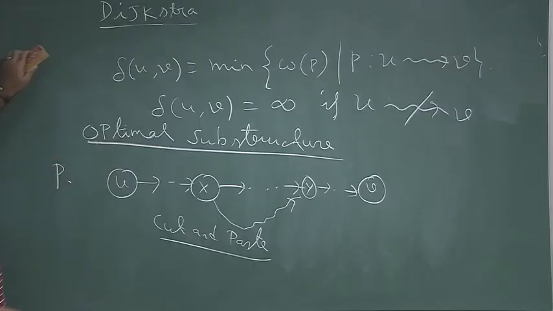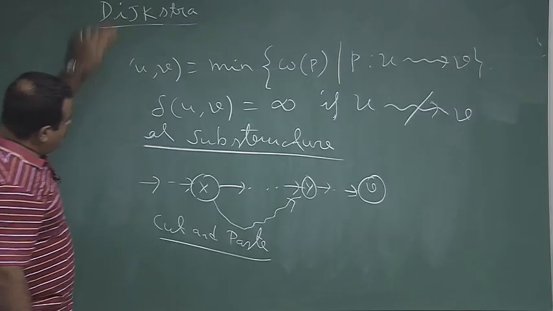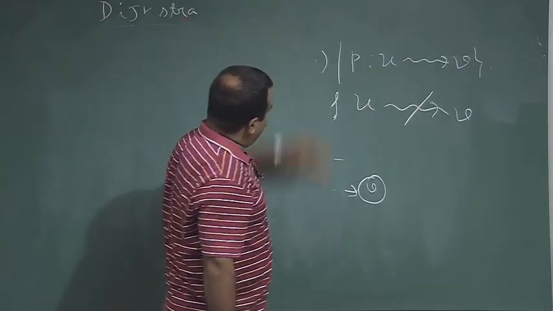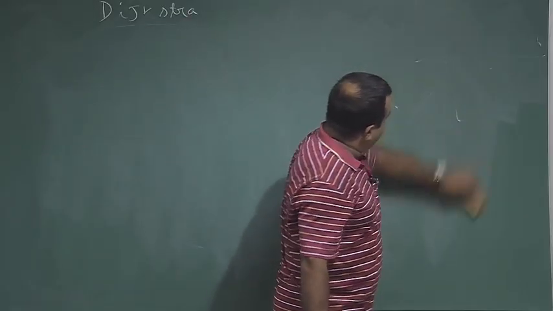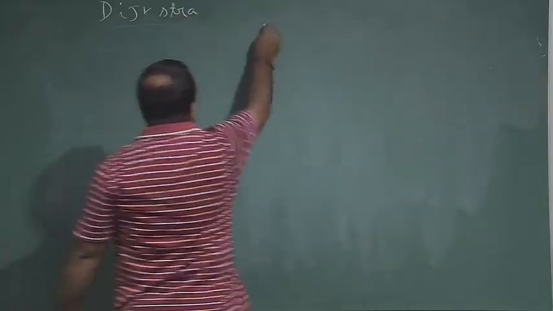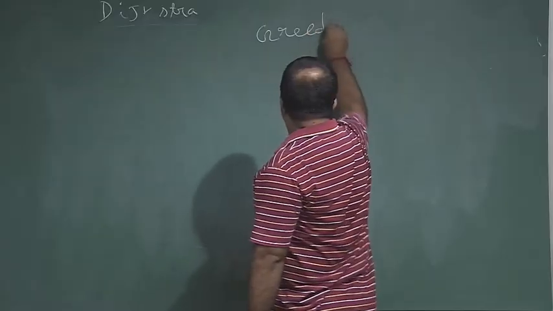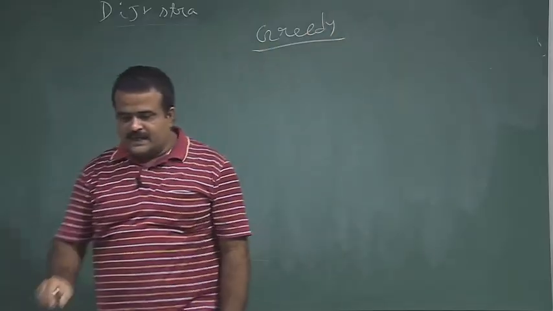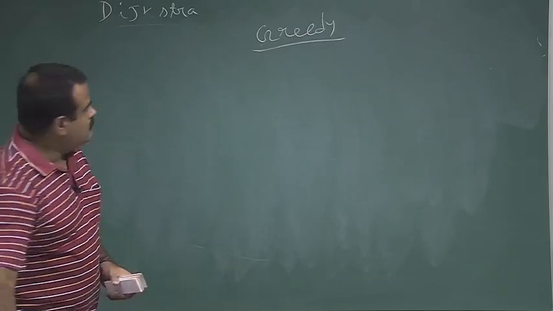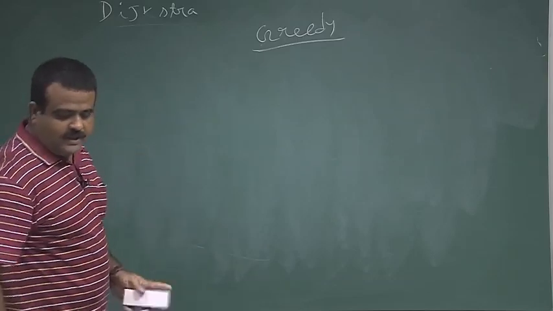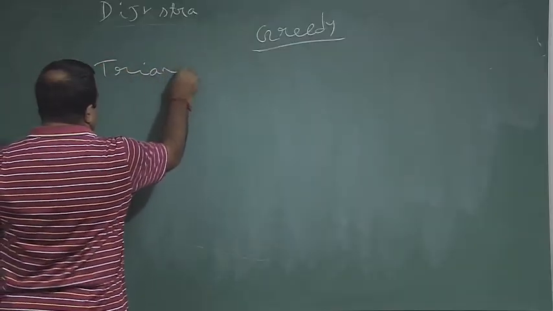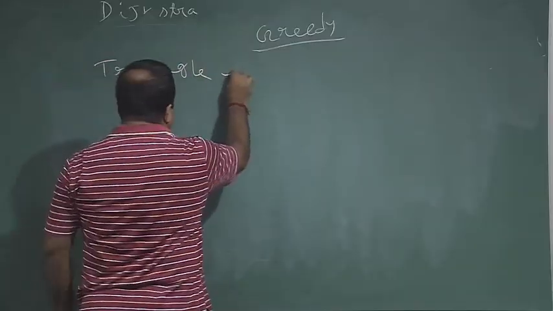So, we could think of applying the dynamic programming approach, but we want to look at whether we can apply a greedy approach or not. Yes, we can apply the greedy one. That is Dijkstra's algorithm, which we will talk about. It is based on an inequality called the triangle inequality.